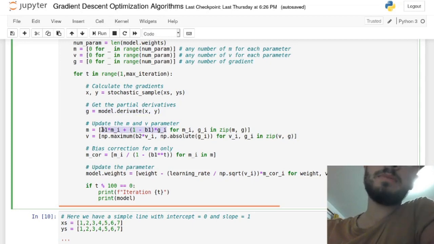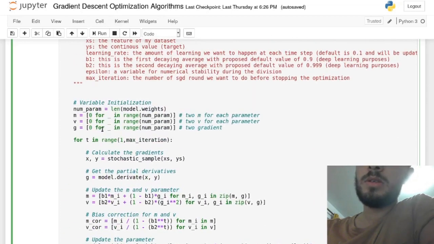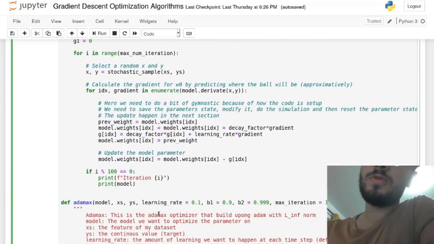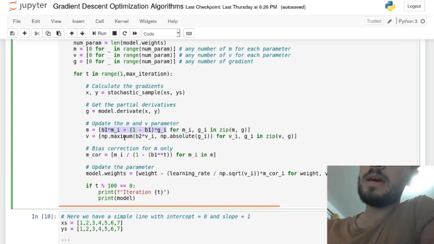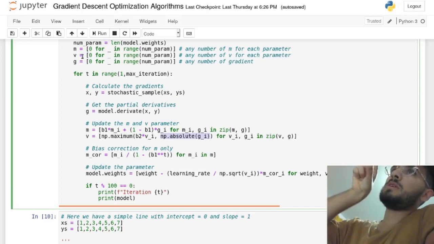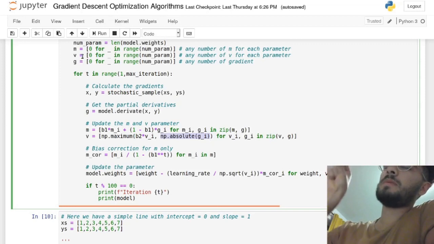The m stays the same as Adam. If you look over here, it's literally the same. So if you watch my previous video, you can understand this. This is just a running average that we're doing with the past m and the gradient that we're looking at, and we're iterating on both of them at the same time. This is where we have the max of beta 2 times vi, the previous v for this parameter, or the absolute value of gi, right? And remember, those are vectors, so we're actually going to do it on each of the elements.